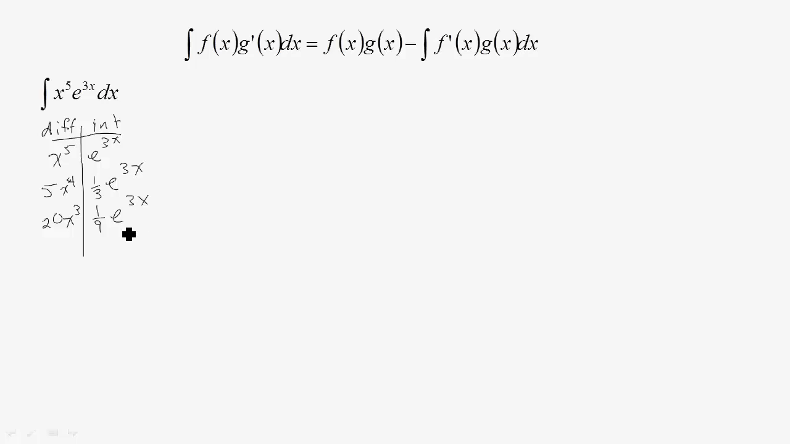Still going to be hard to integrate this horizontal product, so I'll differentiate again and integrate in the other column. Keep going. Okay, differentiate again, we get 120x and 1/27 e to the 3x when we integrate this side. Differentiate 120x gives you 120. Integrate gives us 1/243 e to the 3x. And differentiate one more time, this becomes 0. And let's see, 3 times 243 would be 729. So 1/729 e to the 3x.